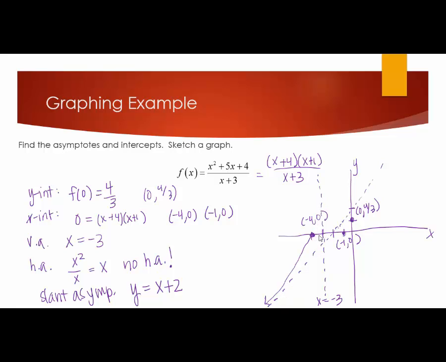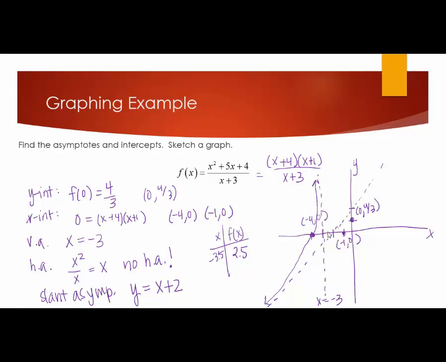I can plug in something like negative 3.5. When I do, I get something positive. So that will tell me that my graph continues up like this. So again, if I want some test points, or if I want to plug in something really close to negative 3 on the left, or just something like negative 3.5, I get a positive 2.5, so something positive.